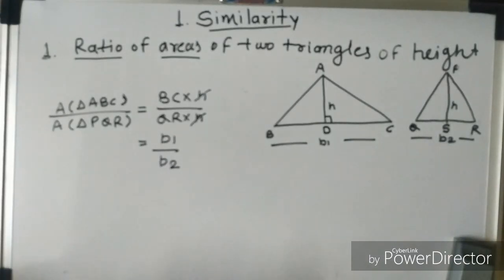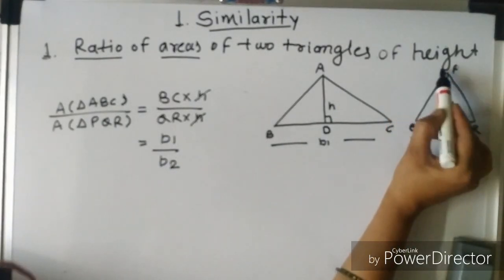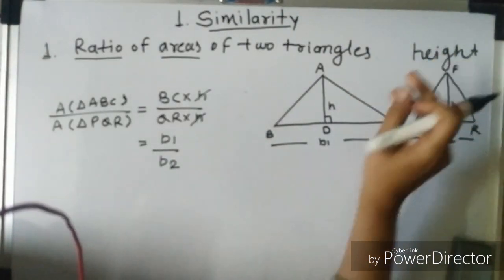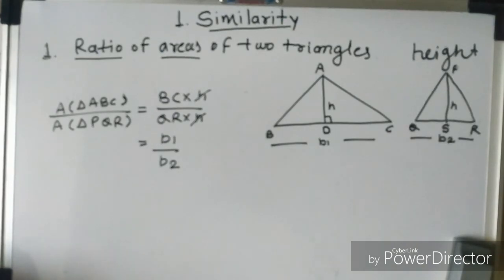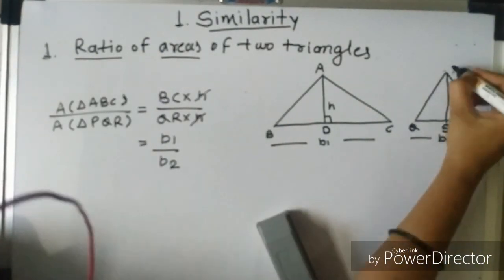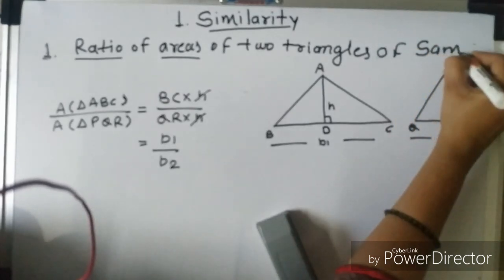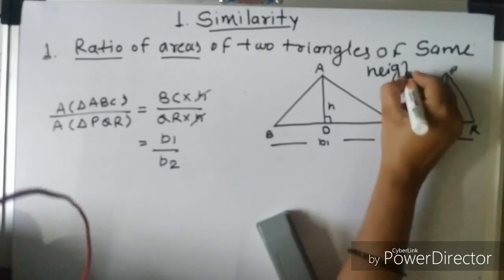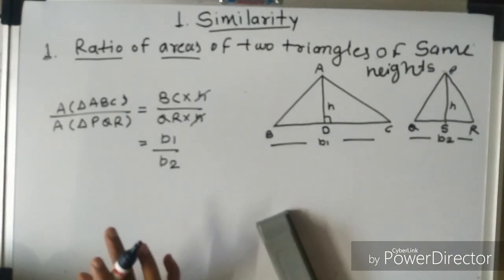What we conclude here is, if we take the ratio of areas of triangles which have the same height, as their heights are same, the ratio of areas of these two triangles is equal to the ratio of their corresponding bases only.